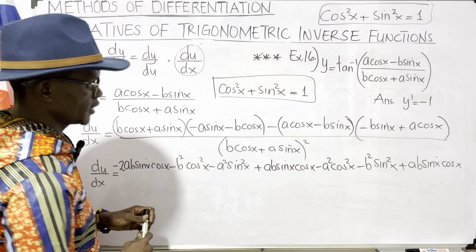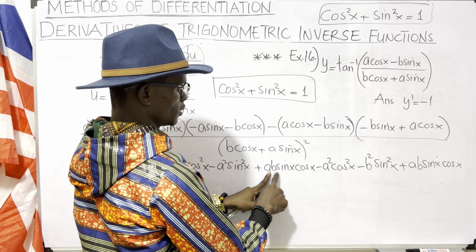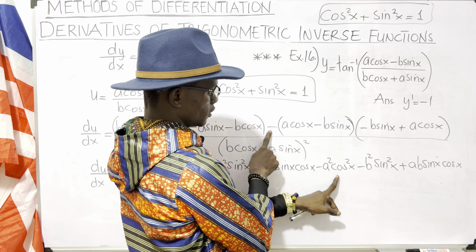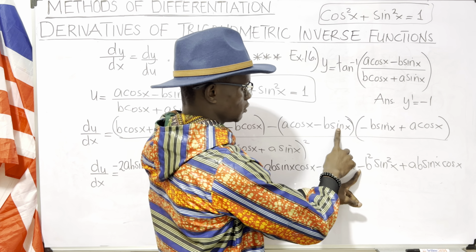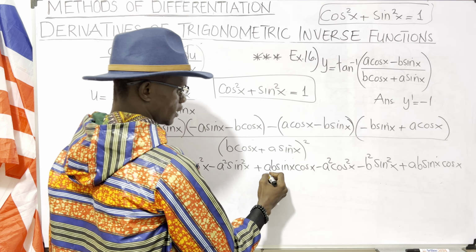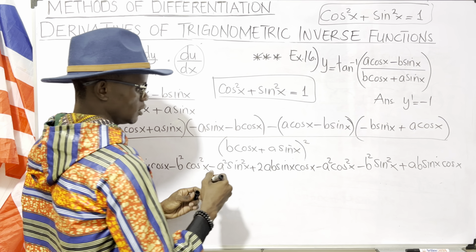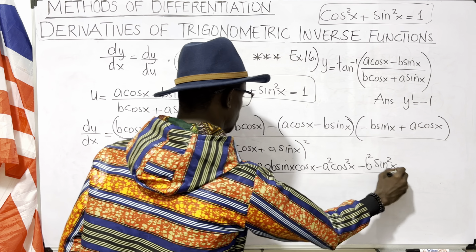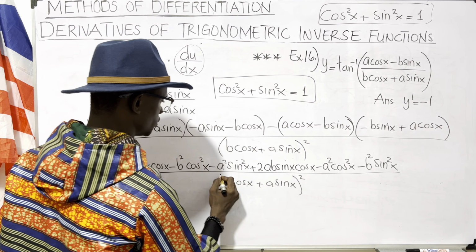So we might want to go over it. Positive times negative is negative, times this positive. That's how we got the first one. And then this and this is also positive, this gives us negative. And then this is positive, this makes it negative. And then the last one is negative, this makes it positive. So if you look, this term and this term are the same, so we can add them. So it becomes 2ab sin x cos x, so we don't need the last term. This whole thing is being divided by (b cos x plus a sin x) squared.